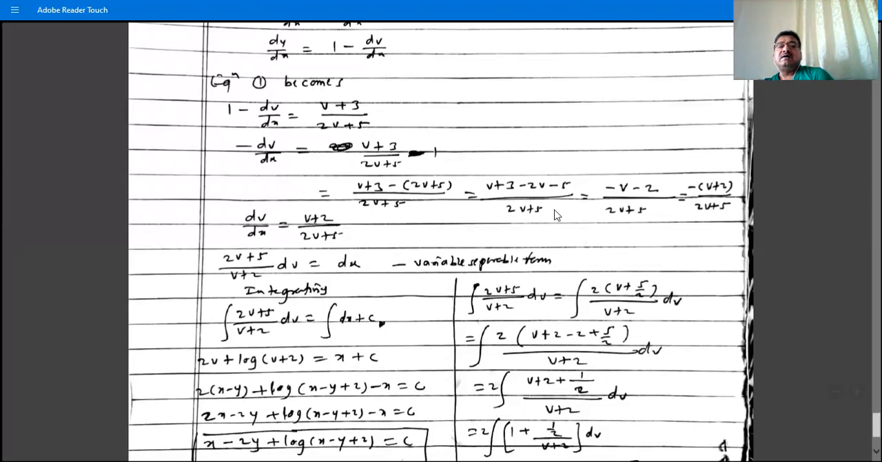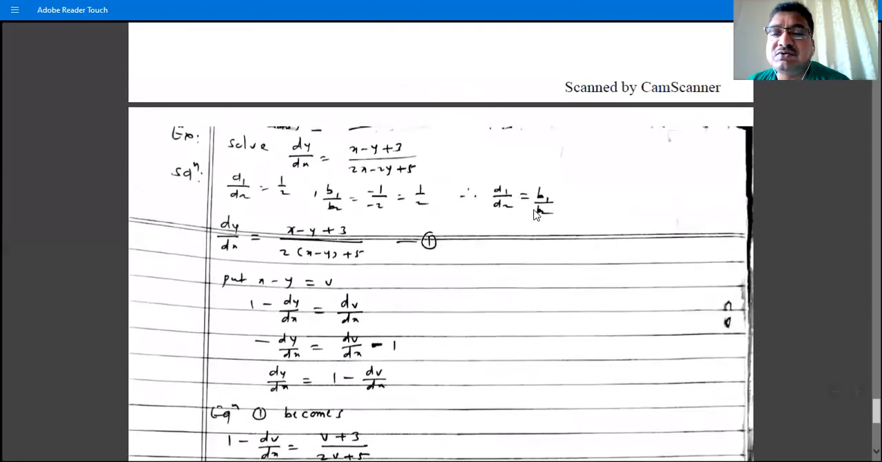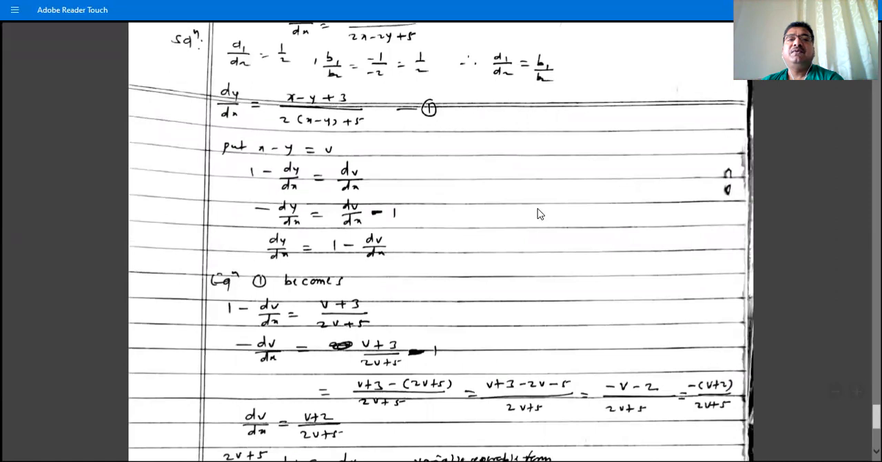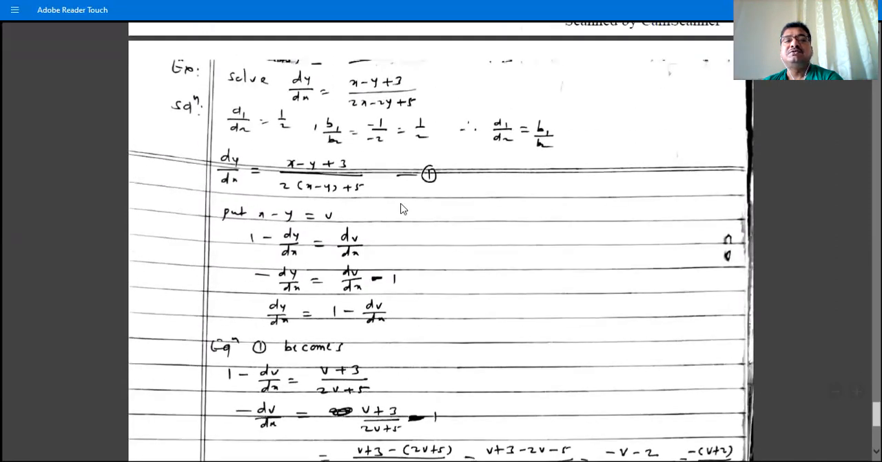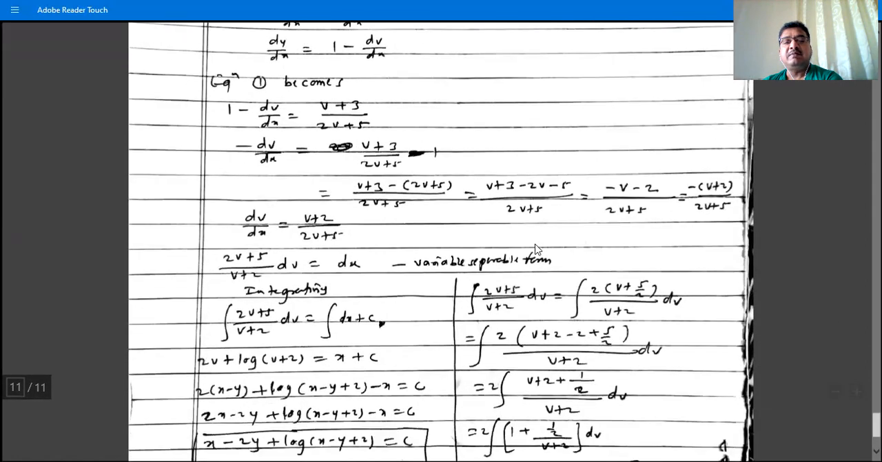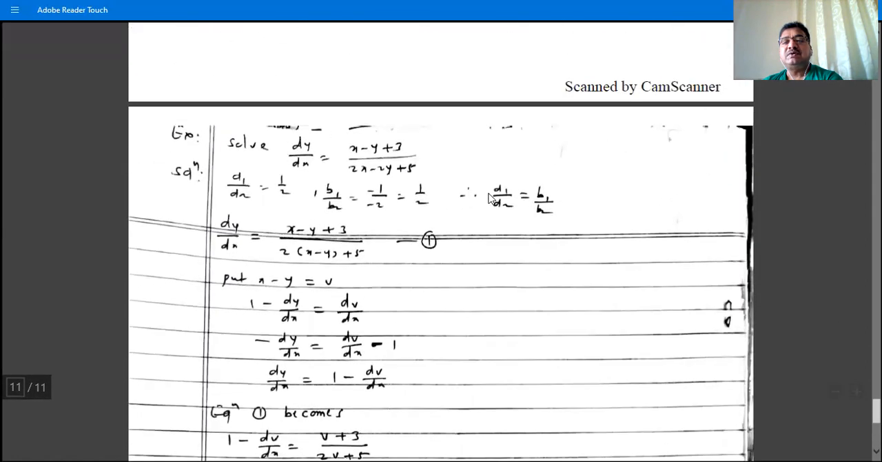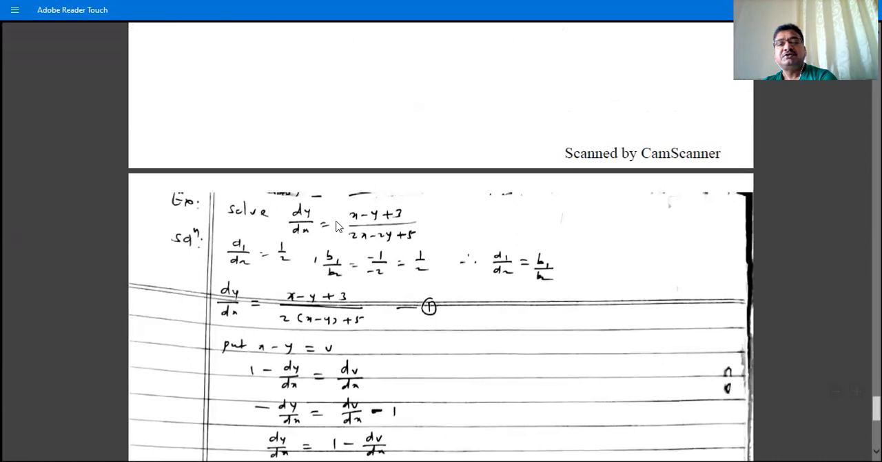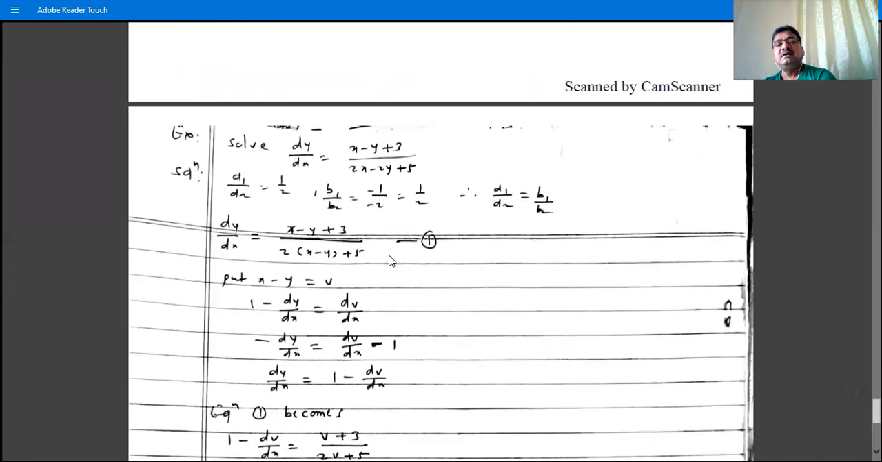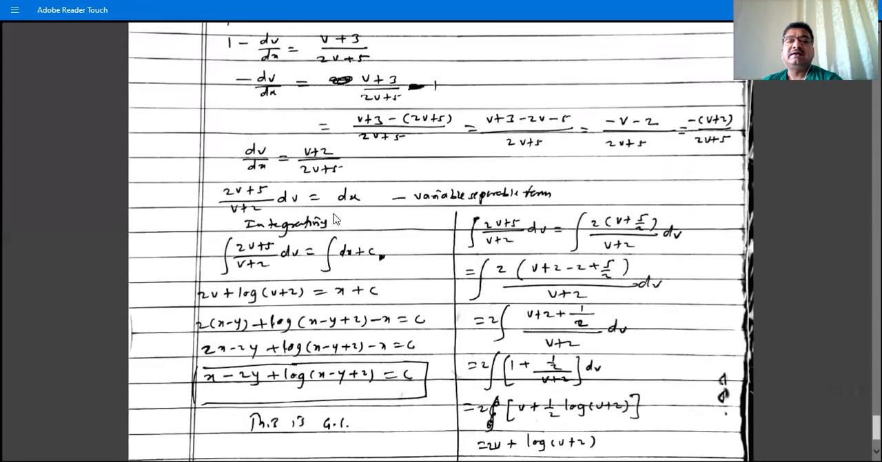So in the example of the type a1 by a2 is equal to b1 by b2, we have the variable separable form directly from the non-homogeneous differential equation. But if this ratio is not equal, a1 by a2 is not equal to b1 by b2, then first the equation is reduced to the homogeneous differential equation, and then it's reduced to the variable separable form. So here we have directly variable separable form. So separate the variables. After separating the variables, integrate both sides.